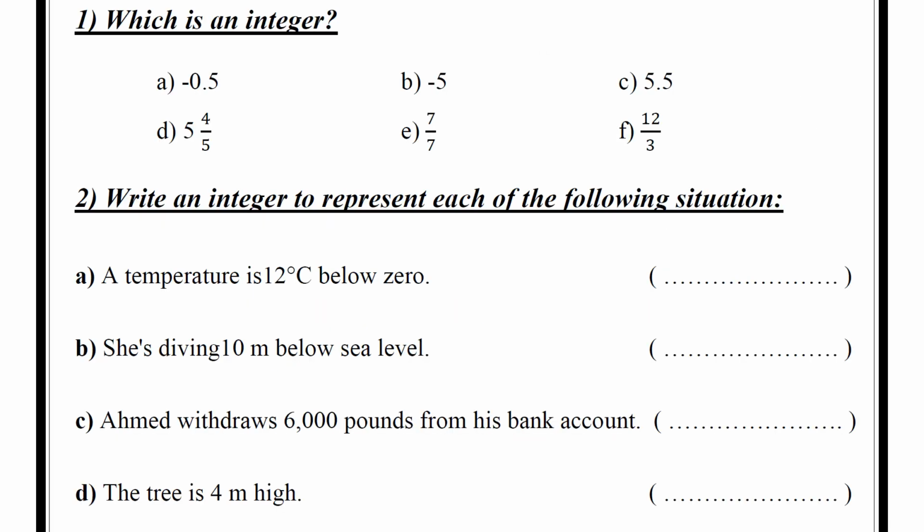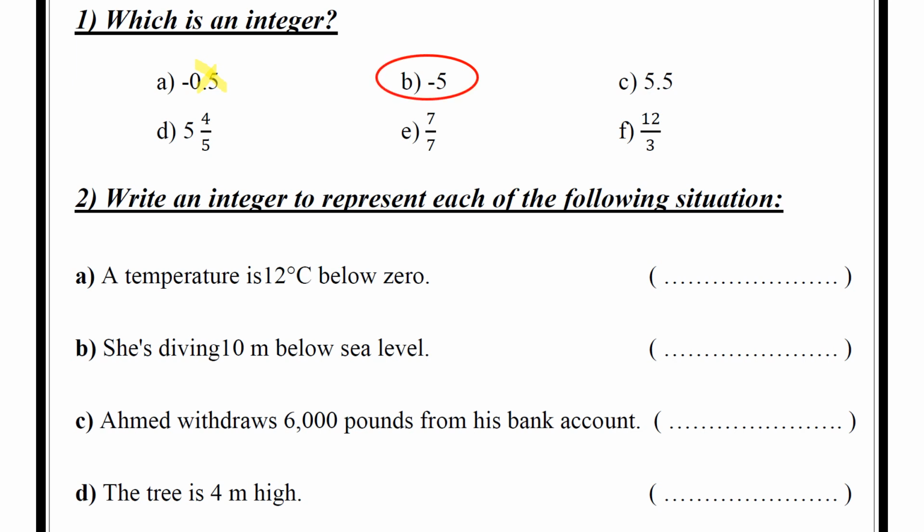And now, which is an integer? Here in letter A we have negative 0.5. Can we say it's an integer? No, here it's a decimal number, so I can't say it's an integer. In letter B, negative 5. Can we say it's an integer? Yes, because here it's a negative whole number.